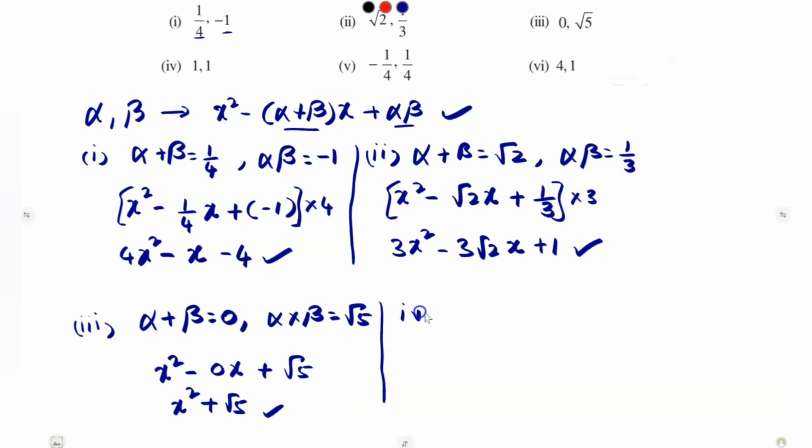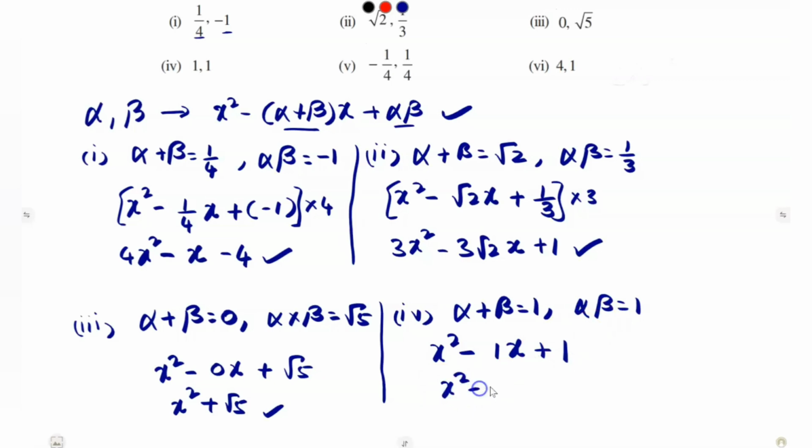Coming to the fourth one, the sum of the roots is 1 and the product of the roots is also 1. So alpha plus beta equal to 1, alpha into beta is also 1. Let us substitute in the quadratic polynomial. We will get x square minus (alpha plus beta, which is 1) into x plus alpha into beta, which is 1. So just write it as x square minus x plus 1. This is the answer for the fourth one.